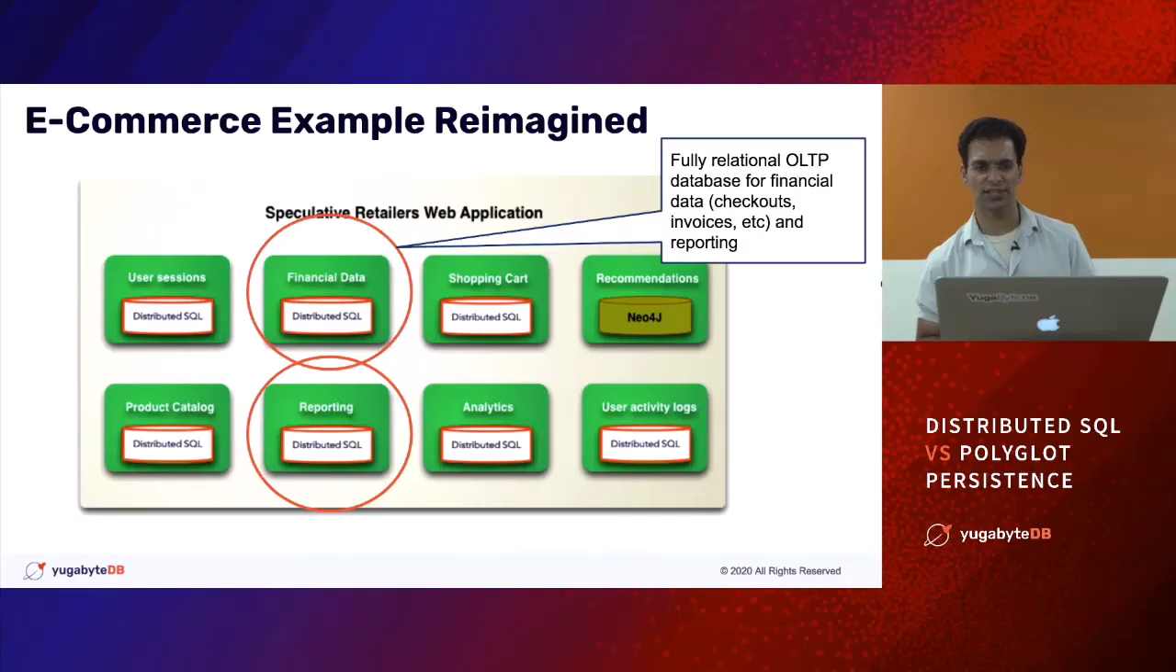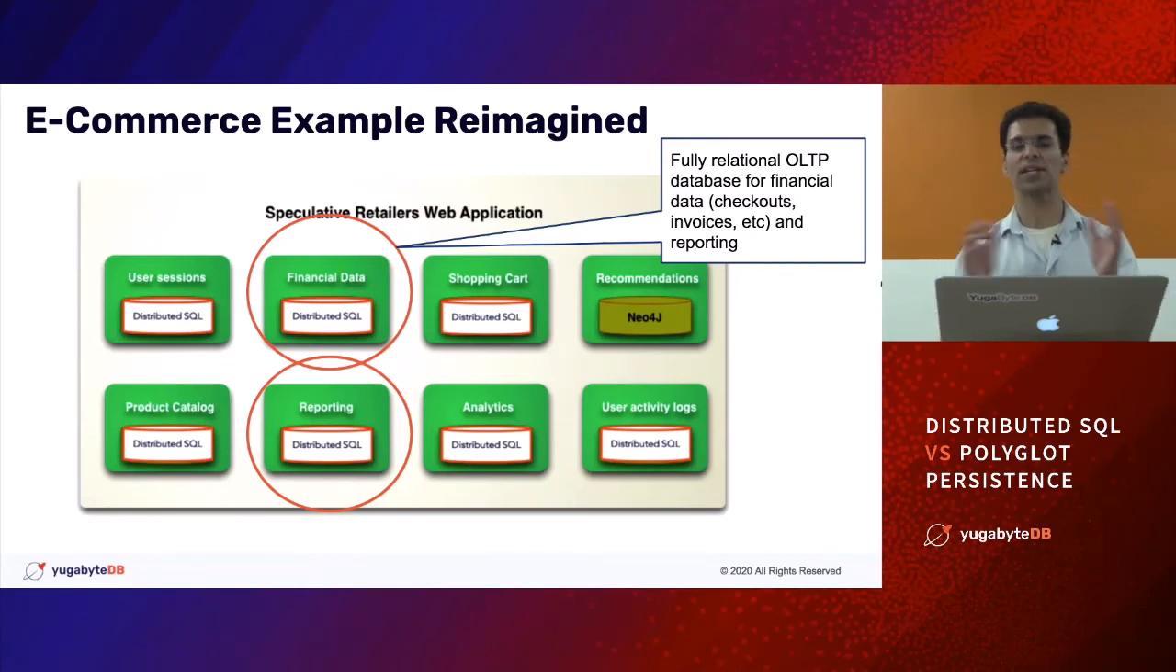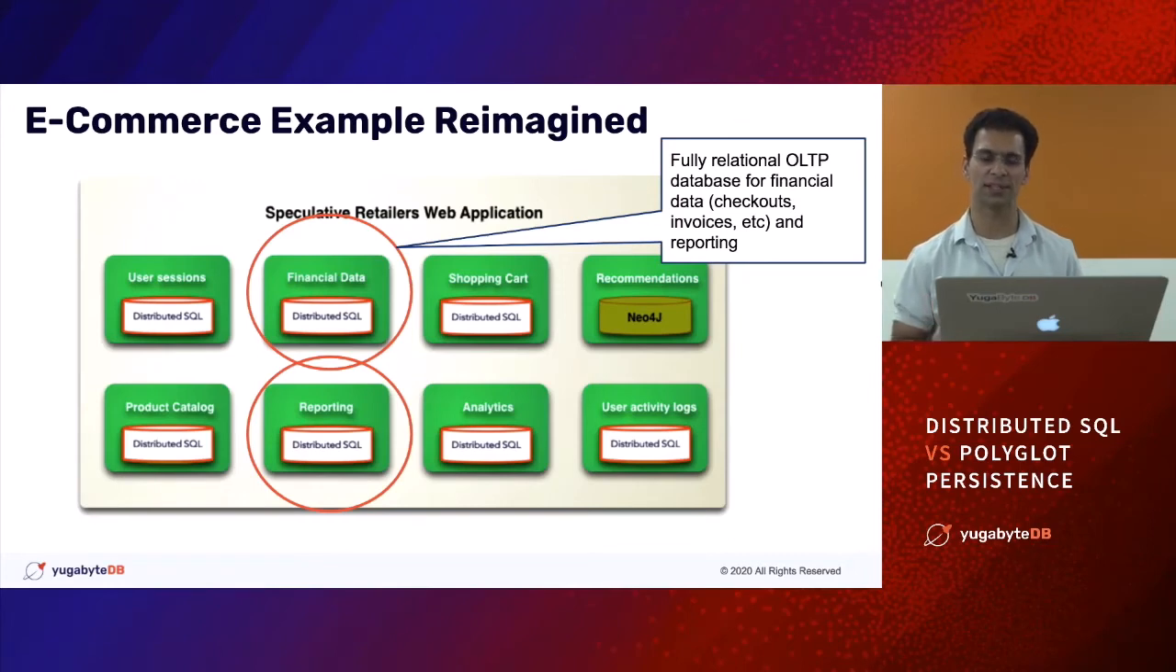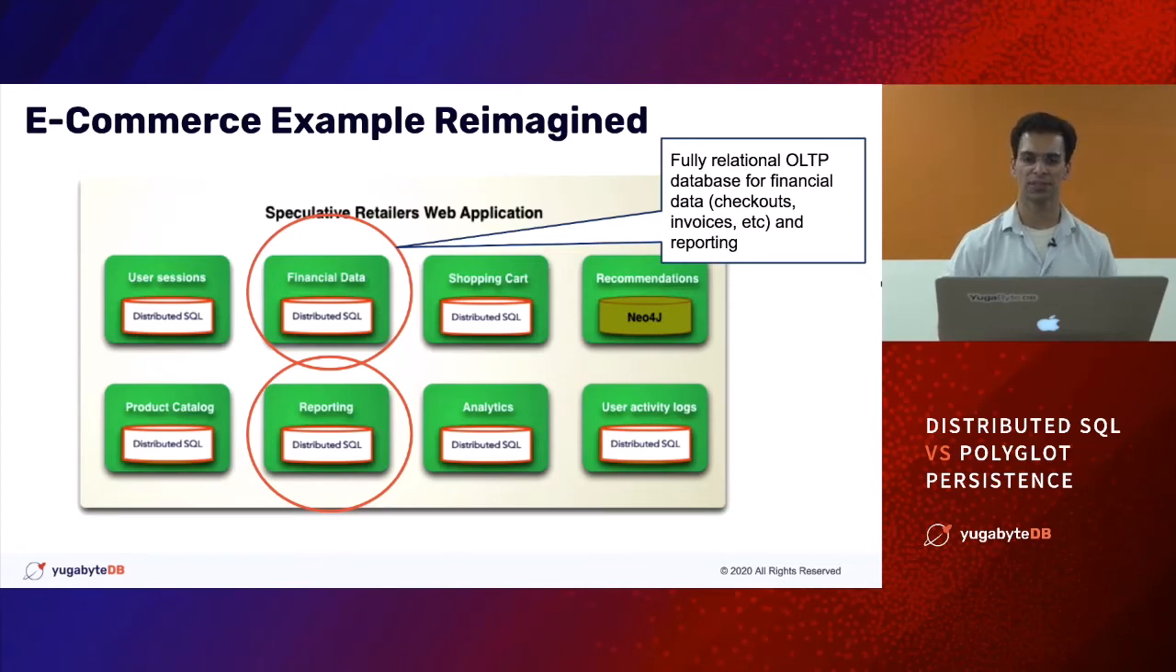Well, the first thing is, obviously, the microservices that required RDBMSs can straight up leverage distributed SQL, right? Because distributed SQL is really a fully relational OLTP database, and that can support the type of transactions and joins and all of the complex requirements that financial services and reporting actually need, like checkouts and invoices and so on, and your reporting. It can just take care of that.